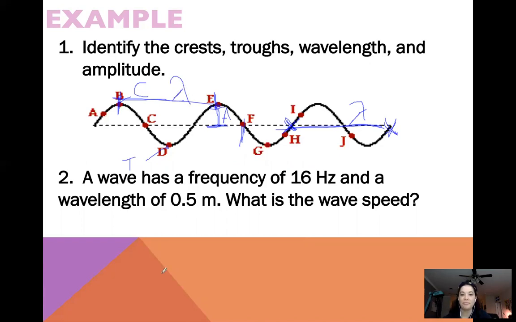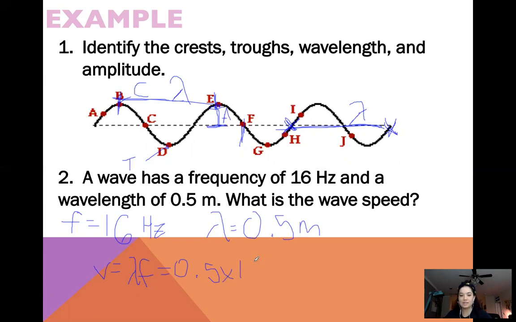All right, next up, a wave has a frequency of 16 hertz and a wavelength of 0.5 meters. What is the wave speed? Well, we are given the frequency of 16 hertz. We are given a lambda of 0.5 meters. We want the velocity, so V equals lambda times F. So that is 0.5 times 16. 0.5 times 16 is 8 meters per second.